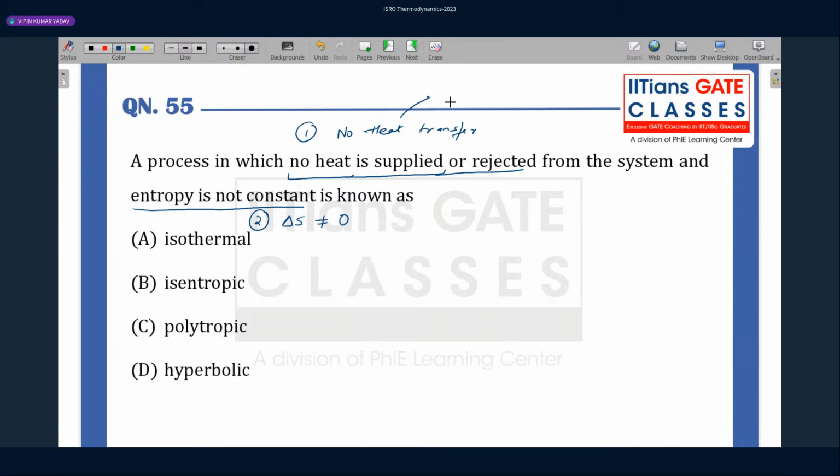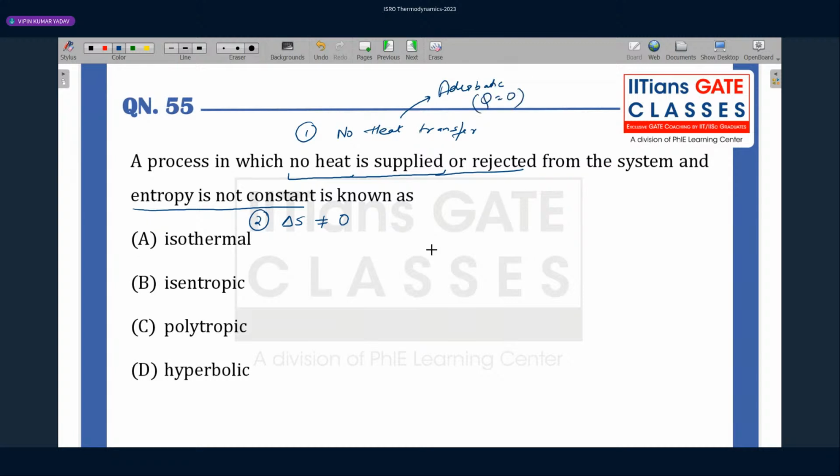If there is no heat transfer, what do you call that process? No, not D. D is basically isothermal only. Okay. So if no heat transfer, then it's simple. It's adiabatic. Adiabatic process is characterized by Q equals 0.